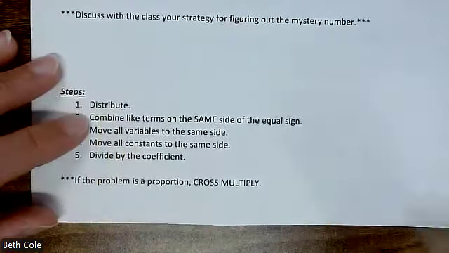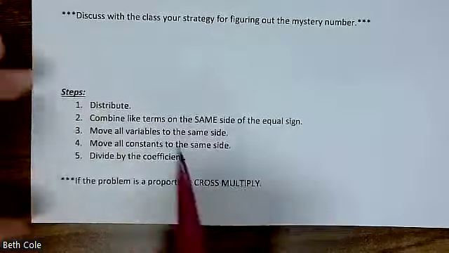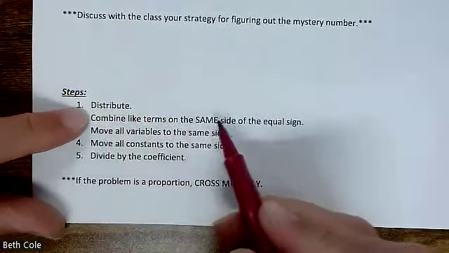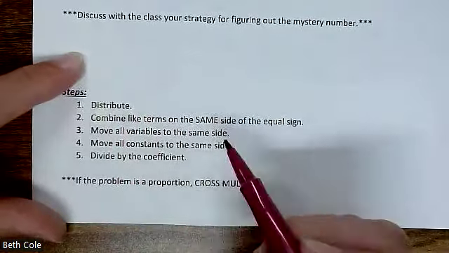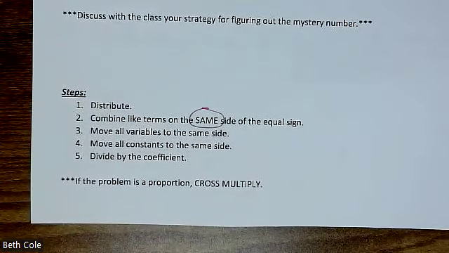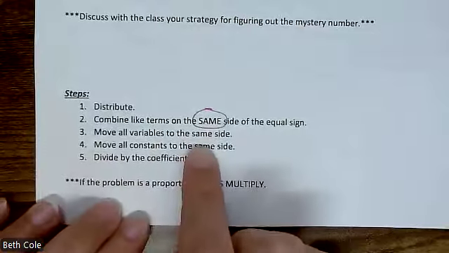Distribute, combine. Can we put a star or a circle around this? Because this is what gets people. You're going to combine like terms on the same side of the equal sign. People try to move things across the equal sign first. No, combine things on the same side. Then you start moving things across.